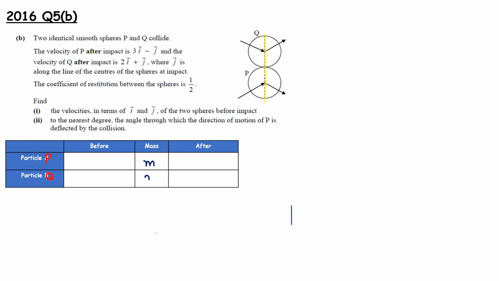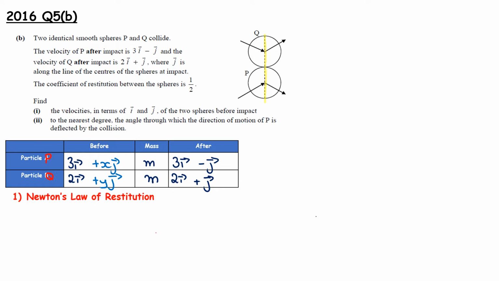So I'm going to say M and M. Doesn't really matter. 3i minus j, 2i plus j. So here, actually, the i bits didn't change. The j parts did. Now, I'm going to call that plus xj and this plus yj. So now what I'm going to do, as per usual, is start with Newton's law of restitution. And we can fill that in.